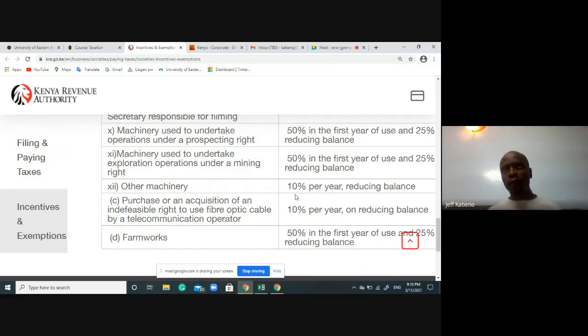So basically, this is what investment allowances are all about.